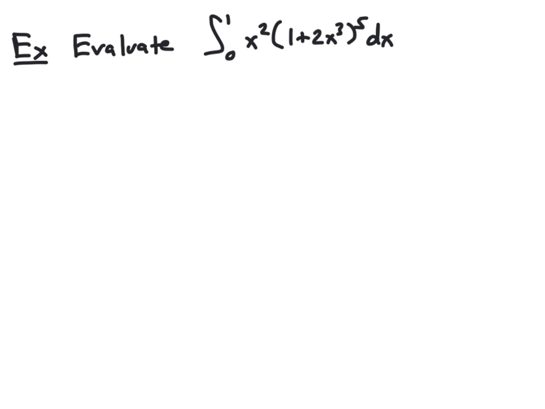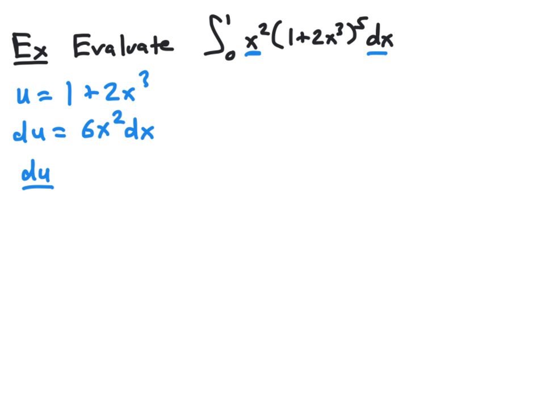In this example, we want to evaluate the definite integral from 0 to 1 of x squared times 1 plus 2x cubed to the fifth dx. To start, we're going to go through the standard substitution process by letting u be the inside function of our composition, 1 plus 2x cubed, and du will be the derivative of that function, which will be 6x squared dx. Now we notice that we only have an x squared dx here, so we're missing that factor of 6. So we'll divide by it so that we have du over 6 is equal to x squared dx, so that we can substitute that in directly.